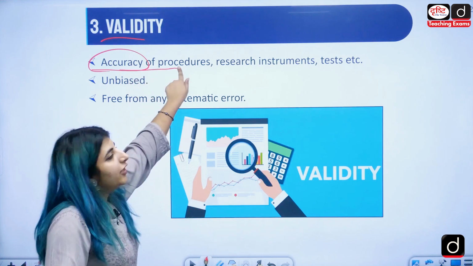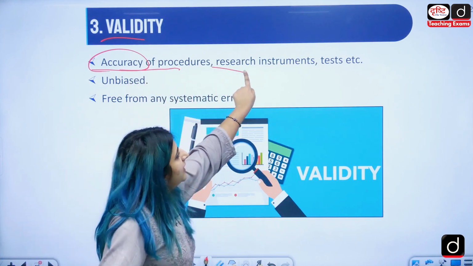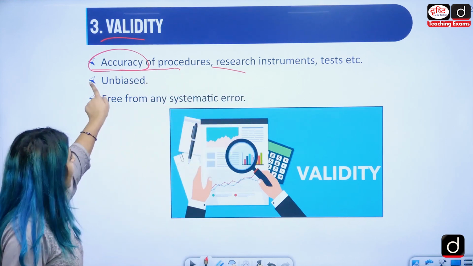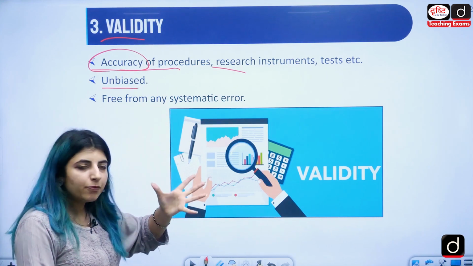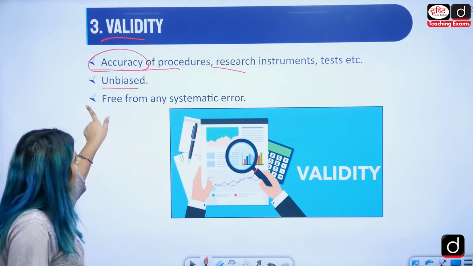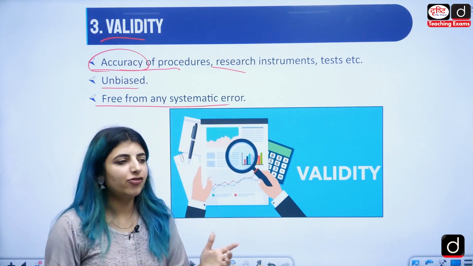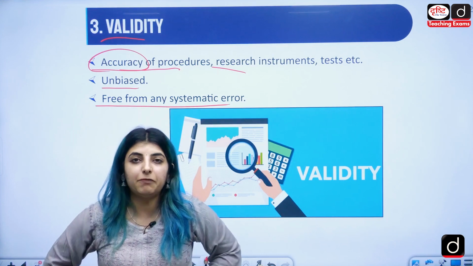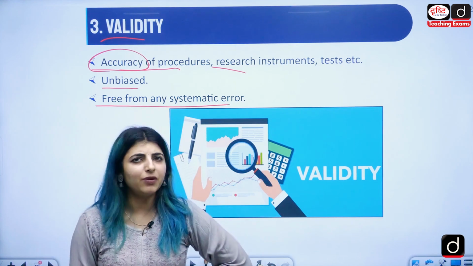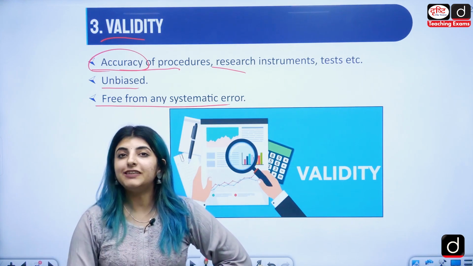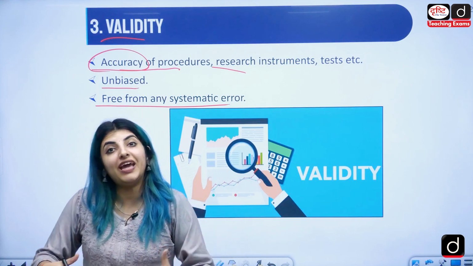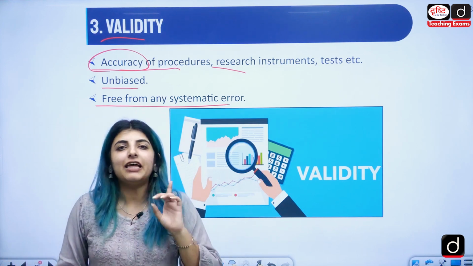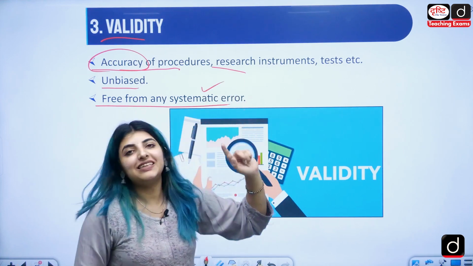Correct? Accuracy of procedures, research instruments, tests, etc. And it should also be unbiased. You need not put your point of views here as well. Free from any systematic error. Let's just say if I would want my weight to be measured by a measuring tape rather than a weighing machine, would that work? That would not work, because the weighing machine is going to weigh my weight. Right? And that too, it should not have any systematic error.